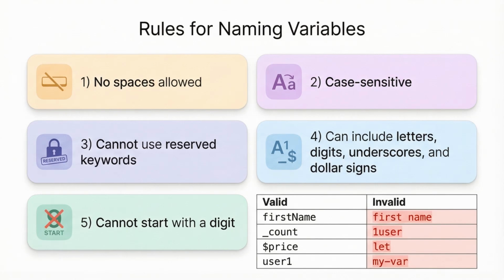Here are some concrete examples. firstName, valid. _count, valid. Underscores are fine. $price, valid. Dollar signs are allowed and commonly used in libraries like jQuery. 1user, invalid, starts with a digit. first name, invalid, has a space. let, invalid, it's a reserved keyword. These rules exist so JavaScript's engine can unambiguously parse your code.